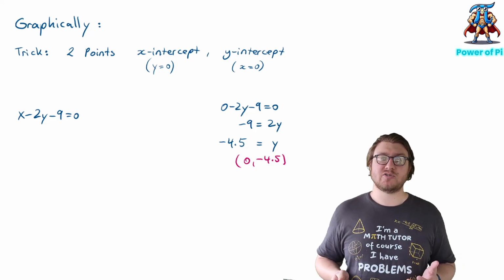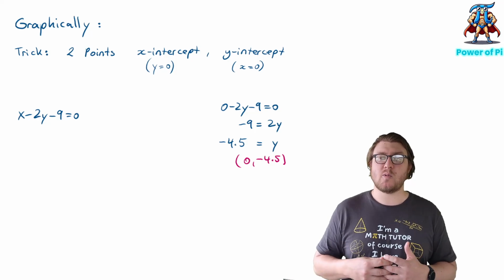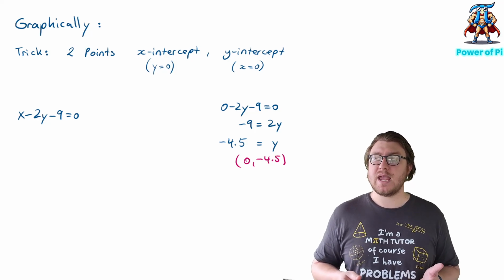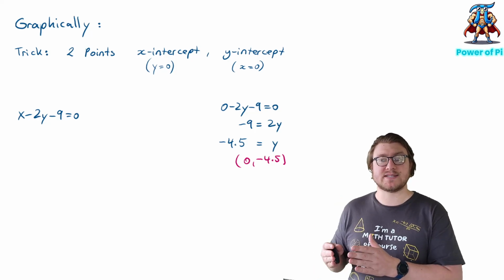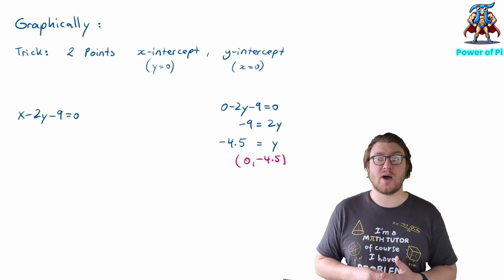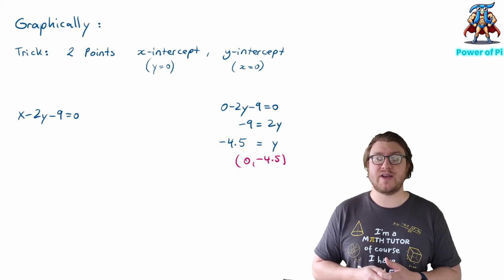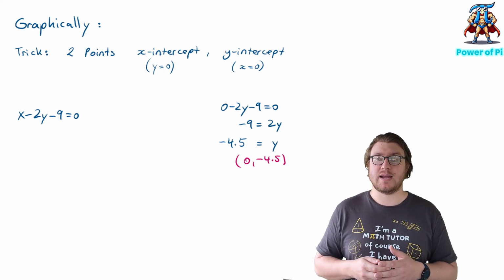We're going to substitute in x is 0. Then we get 0 minus 2y minus 9 is 0. And we can move the 2y to the other side, making it positive. Make sure you don't forget the negative in front of the 2y here in the first step. Divide by 2, and we have our y value for our intercept.